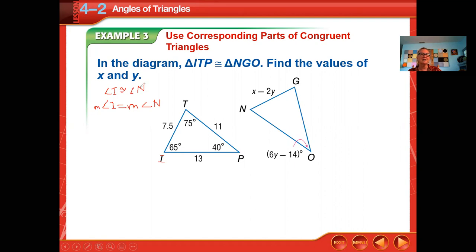Angle I is congruent to angle N. I know that because I know the definition of congruent triangles, congruent polygons. The definition of congruency means they have the same shape and size. So since it's an angle, that means their measures are equal. That's why I can write these 2 statements. It's a subtle difference, and it'll be important later in geometry. So did they give me one of these 2? Yes, they gave me angle I is 65 degrees.